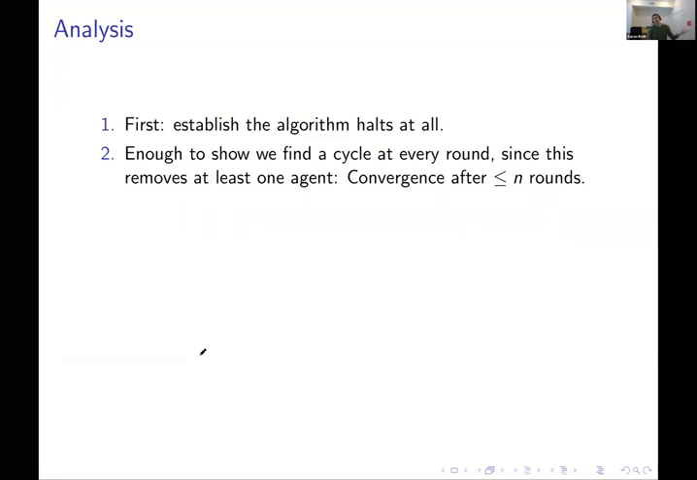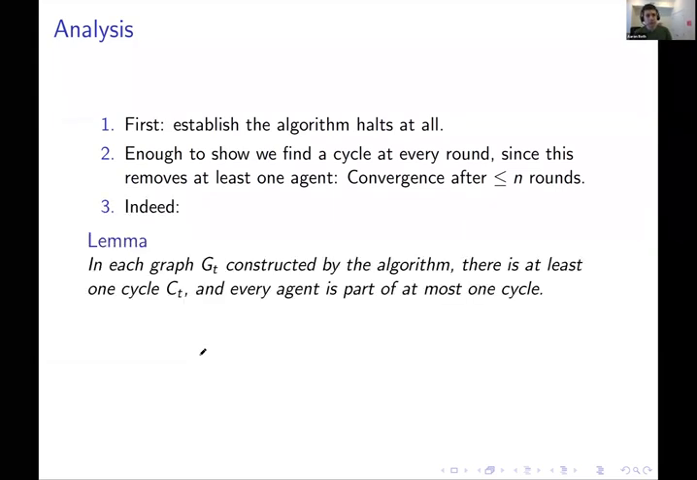And so if at every round I can clear at least one cycle, then the number of active agents will reduce by at least one every round, and will converge after at most n rounds. So to show this thing halts, it's sufficient to show that the step at every round that involves finding a cycle never fails. But I claim that's the case.